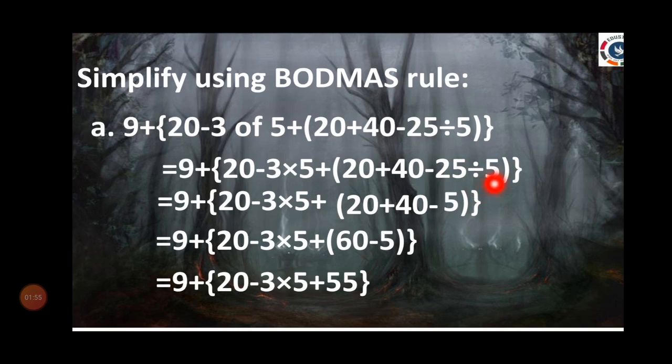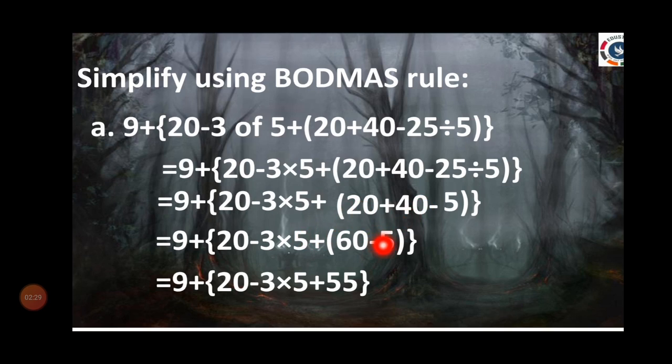So you have to divide these two values. 25 divided by 5, how much? 5. That we want to write down here. The remaining you write as it is, as in the question. Then inside the round bracket, next, as plus and minus are there, we want to give the preference to plus first. Then 20 plus 40, how much? 60. That we want to write here. So 9 you write as it is, plus 20 minus 3 into 5 plus 60.